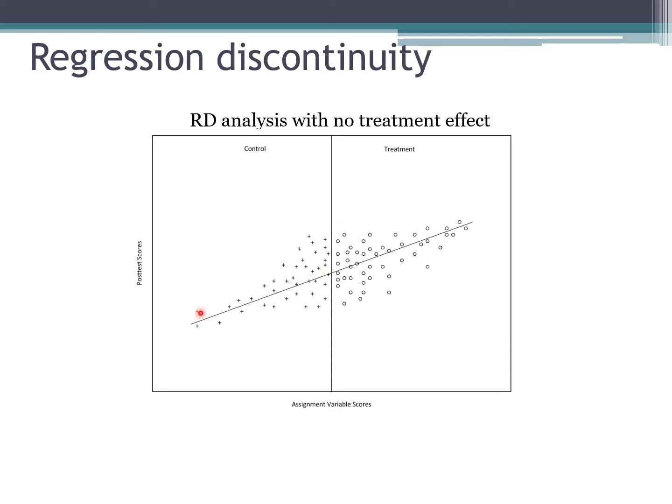Every prisoner below the cutoff on pretreatment levels of anger has been placed in the control group, and all the prisoners that are above the cutoff value on pretreatment anger have been placed in the treatment group. So these are the highest anger prisoners before the program is implemented, and these are the ones with the lowest levels. Now, this particular figure shows what we might expect if there's no treatment effect.